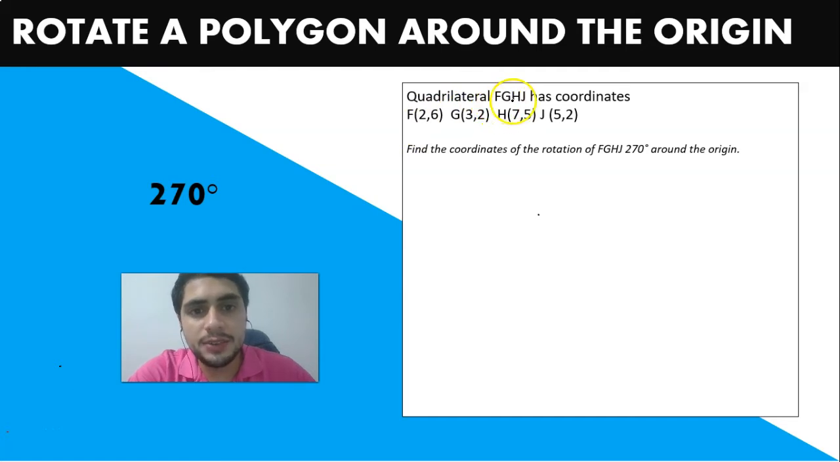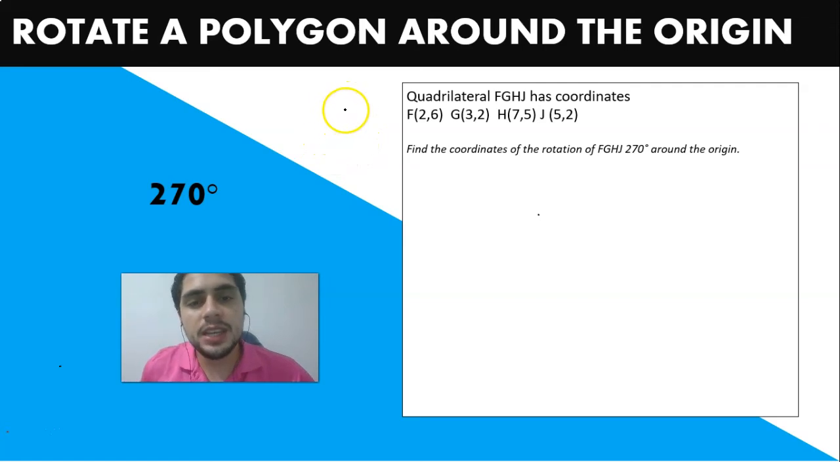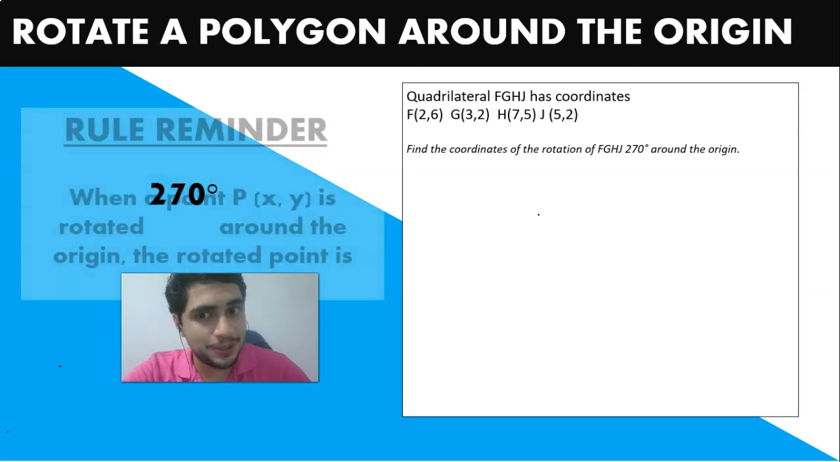Okay guys, so in today's video we're going to learn how to rotate a quadrilateral, which is quadrilateral FGHJ, which has the following vertices, 270 degrees. The important thing is that whenever we rotate a polygon around the origin, we use different formulas for 90 degrees, for 180 degrees, and now we're going to take a look at how to rotate a polygon around the origin 270 degrees.